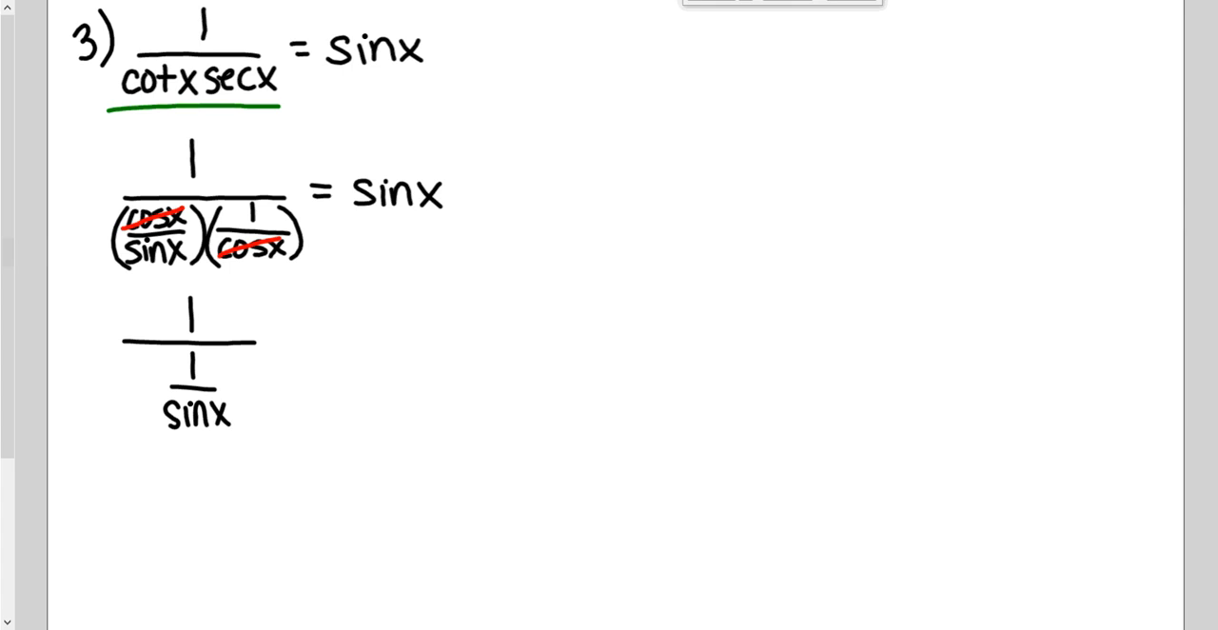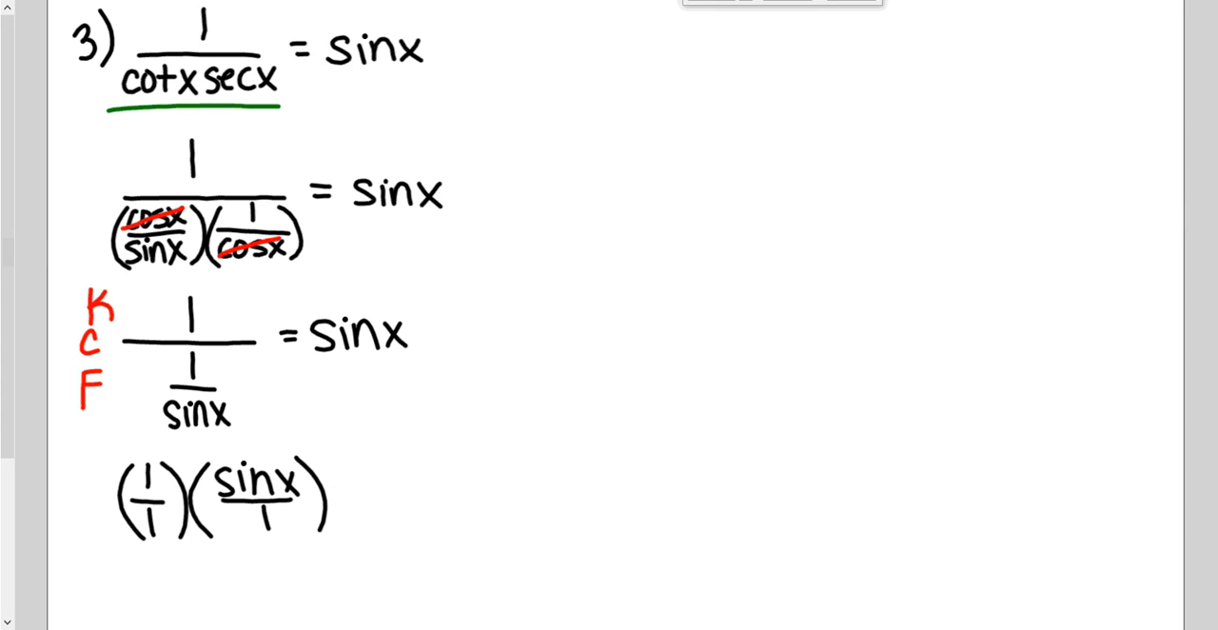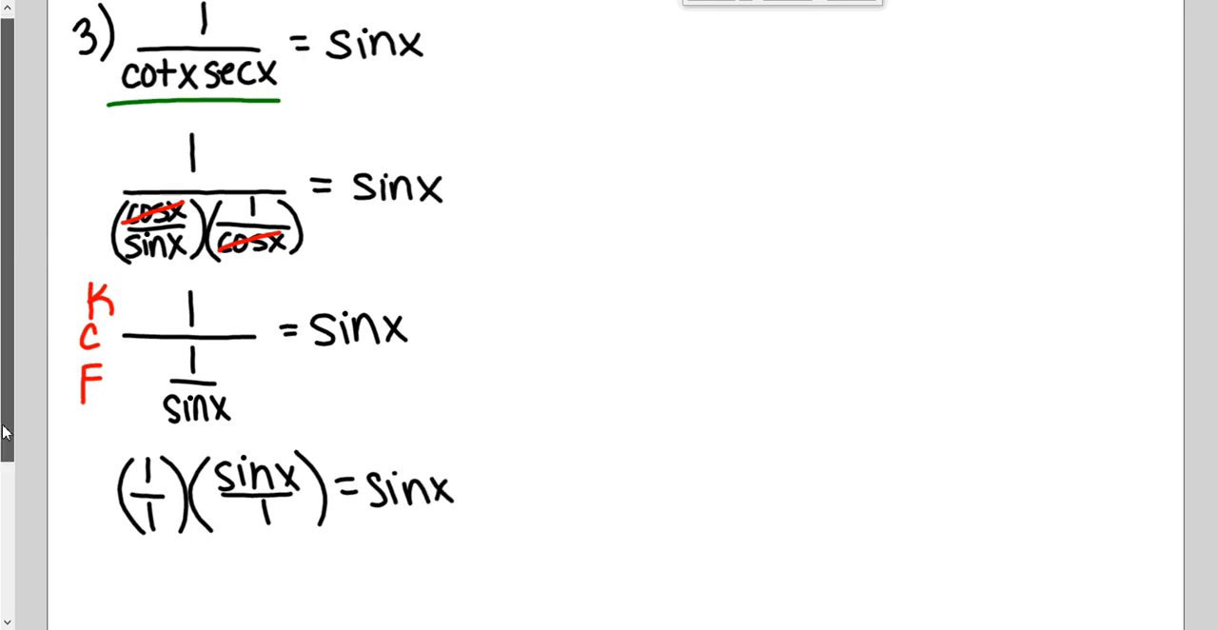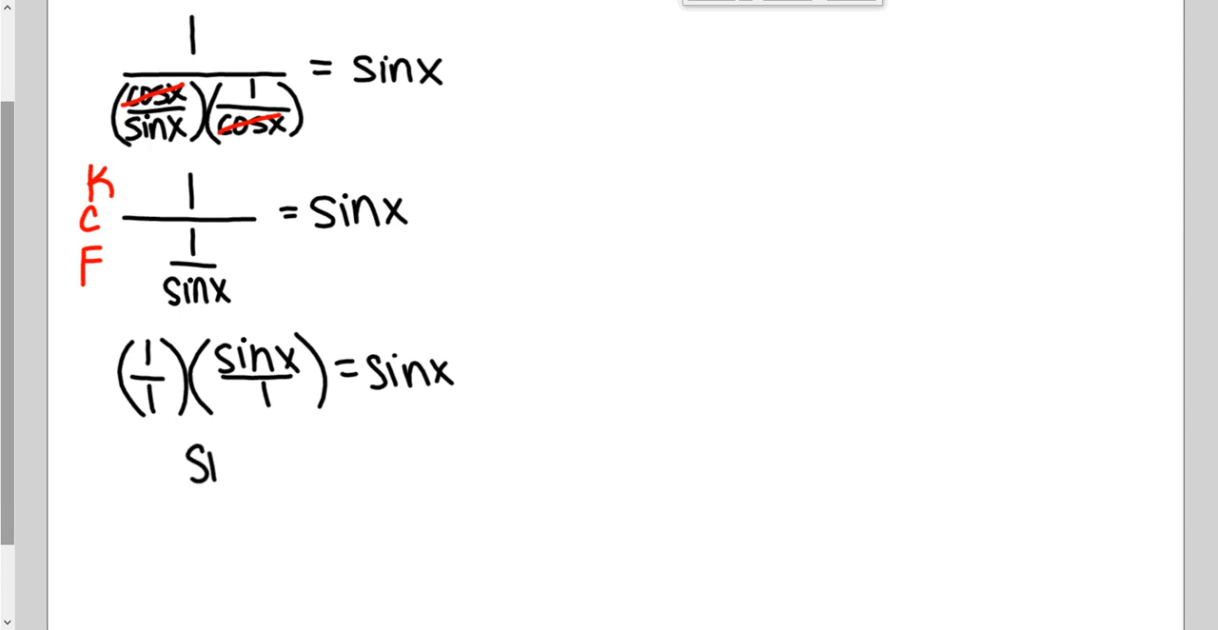Some of you might not even know at this point, you're dividing by fractions, which means you keep, change, flip. Keep, change, flip. 1 as a fraction, we just talked about in number 1. 1 as a fraction is 1 over 1. Change to multiplication, flip the second. You've got 1 times sine, 1 times 1, that all comes down to just sine. And you've got sine x equals sine x.